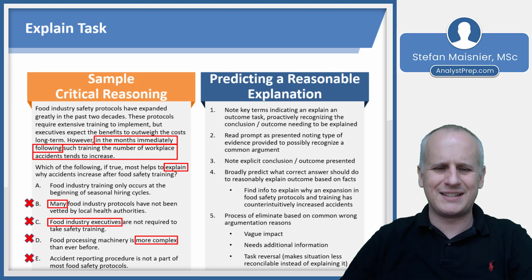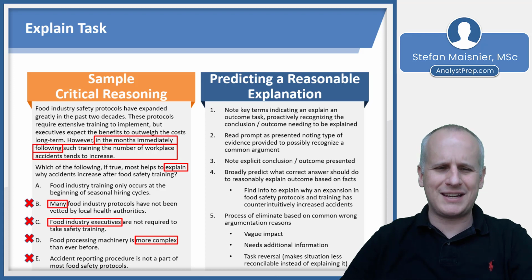as choice E, which says that accident reporting procedure is not a part of most food safety protocols. Well, if that's the case, then we would actually expect that when we get trained up on it, the training should cause the number of workplace accidents to go down. So this goes backward. This is the complete opposite of what we'd be seeking as the correct answer to explain this outcome of the number of workplace accidents going up immediately following these trainings.